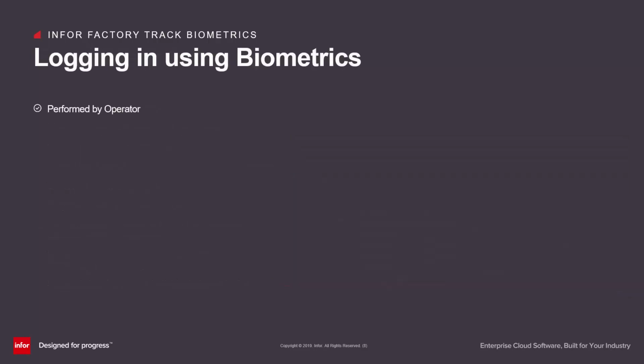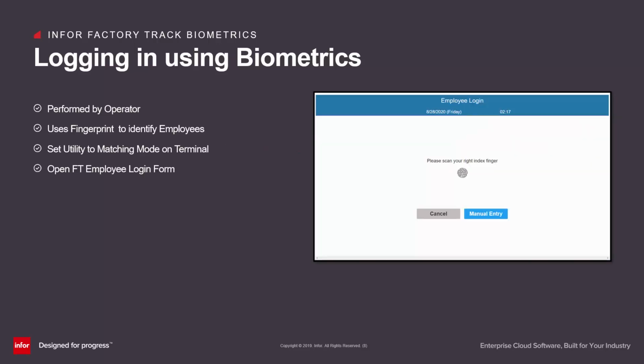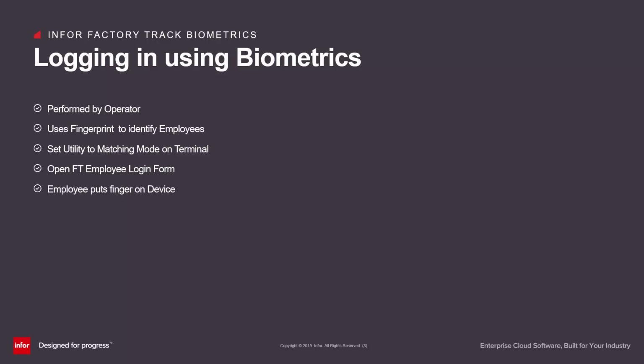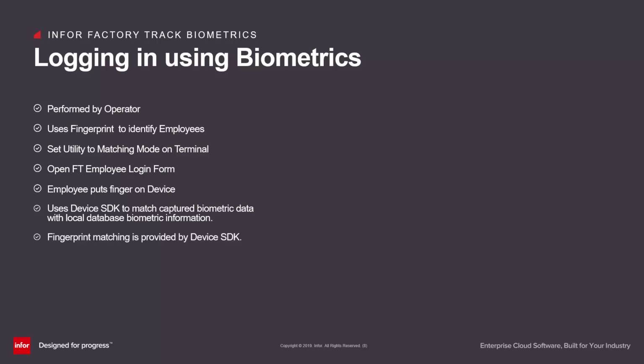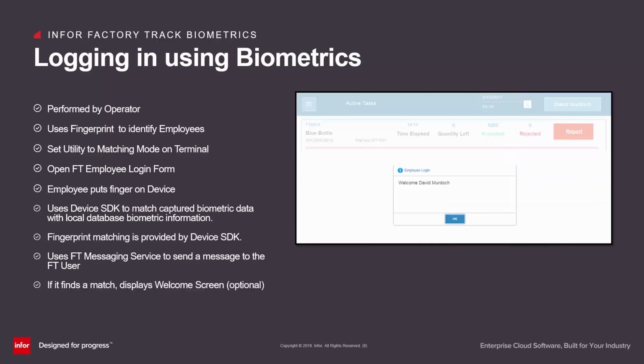The logging in process is performed by the operator and uses the fingerprint to identify the employee. So on this terminal, we need to set the utility to matching mode. We then open the Factory Track employee login form. The employee puts their finger on the device, then the utility uses the device SDK to match the captured biometric data with the local database biometric information. The fingerprint matching is actually performed by the device SDK. It uses the Factory Track messaging system to send a message to the Factory Track user. And if it finds a match, it will optionally display a welcome screen. So the employee is now logged into the Factory Track system.